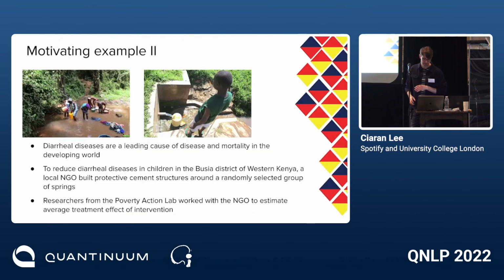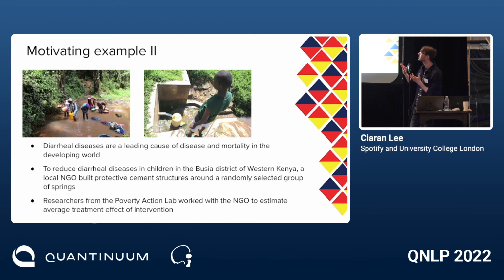OK, so here is our second motivating example, which is hopefully designed to show that it's useful to reason counterfactually in other contexts. Here, there was an NGO that went into Africa, and they saw that diarrheal diseases were a leading cause of disease and mortality in the developing world, especially among young children. So to reduce the likelihood of young children getting these diseases in a certain area of Western Kenya, they went in and built wells like the one on the top right-hand side here, where the local people were going to get drinking water. You set it up so that there wouldn't be mud and bacteria in the water when they're collecting it. And they wanted to see, would this reduce diarrhea?